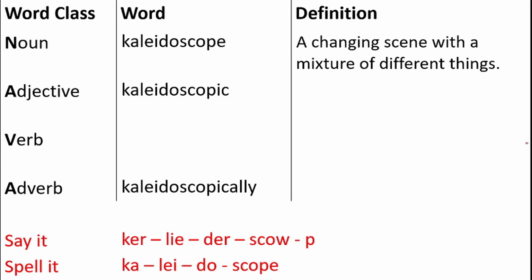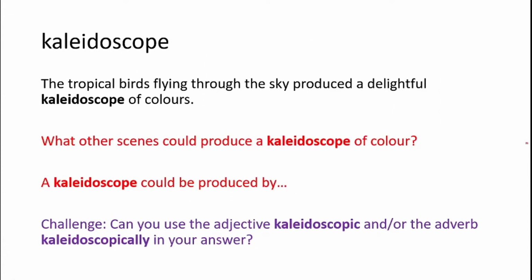Okay, we'll move on to the next slide. So kaleidoscope again, and here's my sentence. The tropical birds flying through the sky produced a delightful kaleidoscope of colours. Now I've used that one because I think when those birds fly around, even if you haven't seen tropical birds doing it, you might well have seen starlings doing it, and they all fly in and out of each other. So that's obviously a scene that changes a lot, and the colours would bring in a lovely kaleidoscope there.